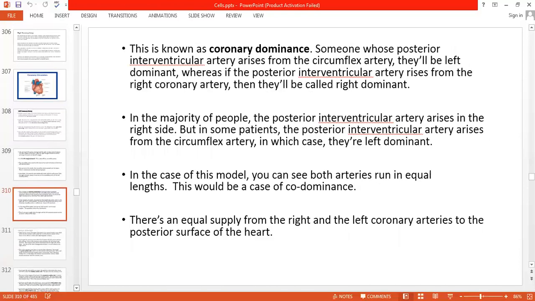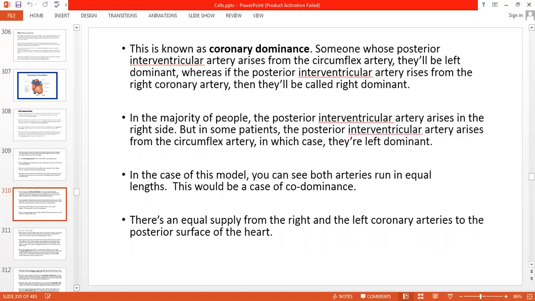This is known as coronary dominance. Someone whose posterior interventricular artery arises from the circumflex artery will be left dominant. Where the posterior interventricular artery arises from the right coronary artery, they will be called right dominant. So some patients are right dominant, some are left dominant. In the majority of people, the posterior interventricular artery arises on the right side. But in some patients, it arises from the circumflex artery, in which case they are left dominant.